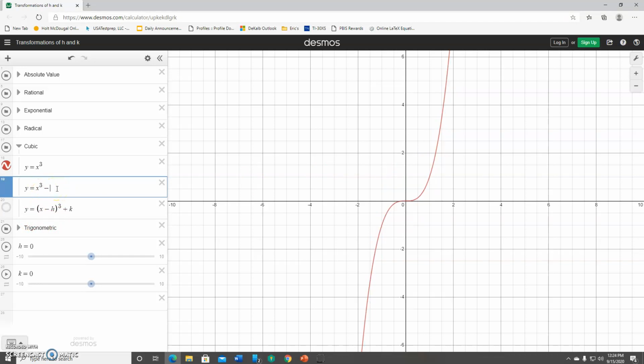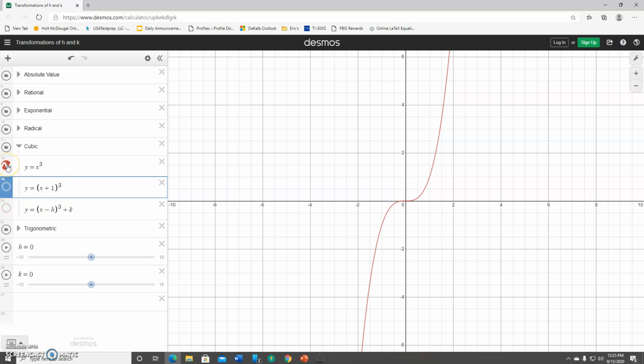Now let's play with the inside. So I'll create parentheses here: open parentheses, x, let's say +1. You should expect it to move to the left 1 unit. So again, it's all about understanding where the grouping symbol is.